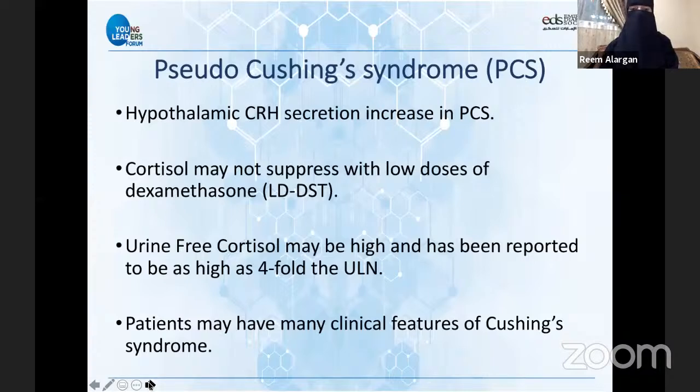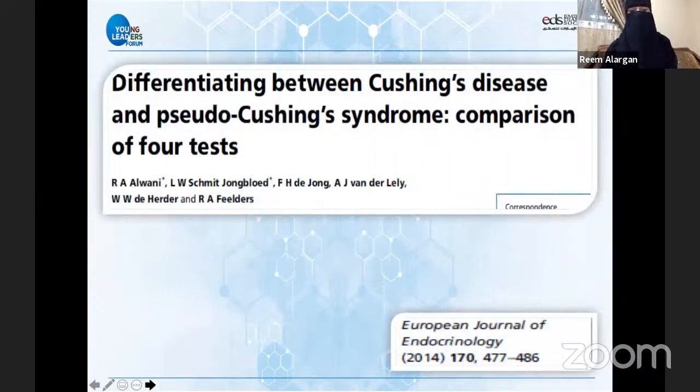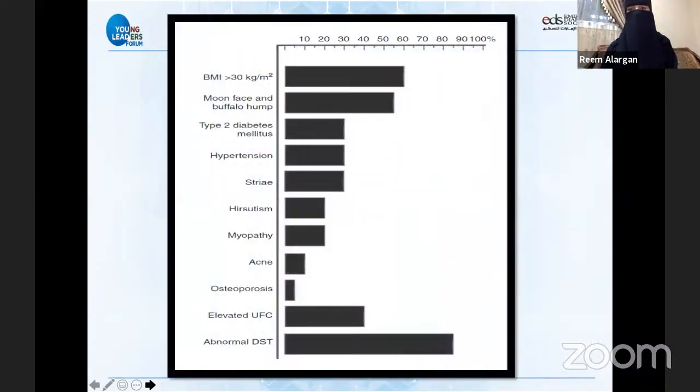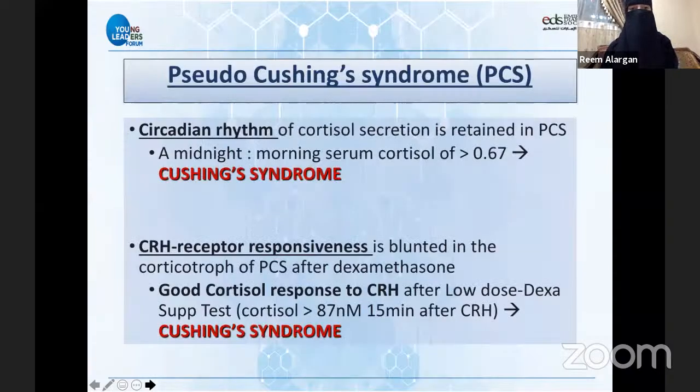Pseudo-Cushing actually really overlaps with Cushing syndrome in many aspects. You could still have unsuppressed cortisol on suppression tests in pseudo-Cushing. You still could have high urinary free cortisol, and they may also have many features of Cushing syndrome, as was reported in this review. When they looked at 20% of patients with pseudo-Cushing, they found a real overlap between Cushing and pseudo-Cushing in many parameters.